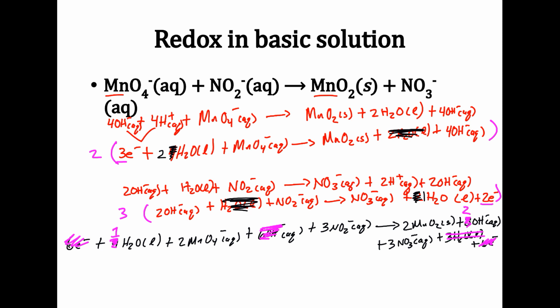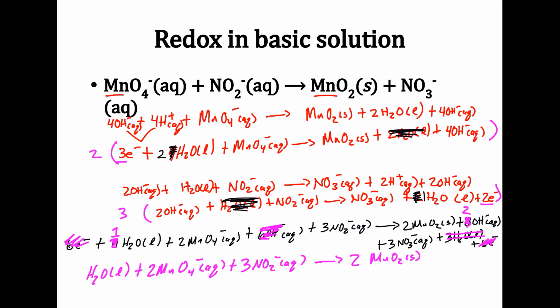Then what we should see for our overall reaction is we have H2O plus 2MnO4 minus plus 3NO2 minus, yielding 2MnO2 solid plus 2 hydroxides plus 3NO3 minus. And that is how you would balance a redox reaction in a basic solution.